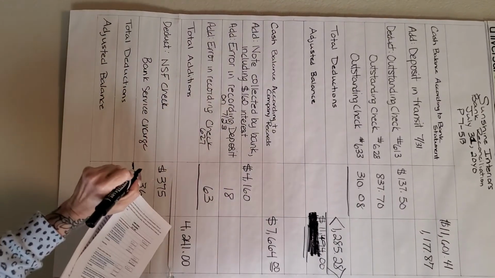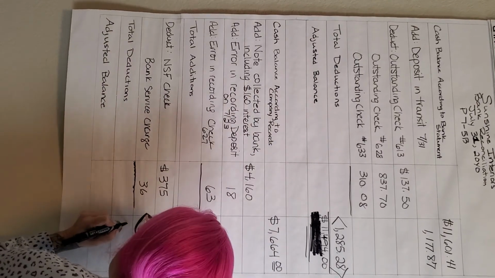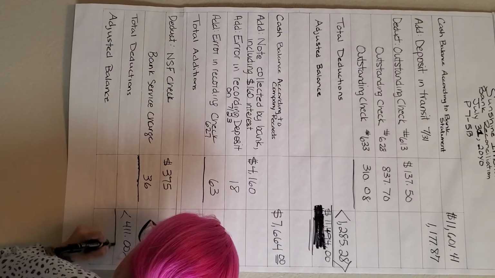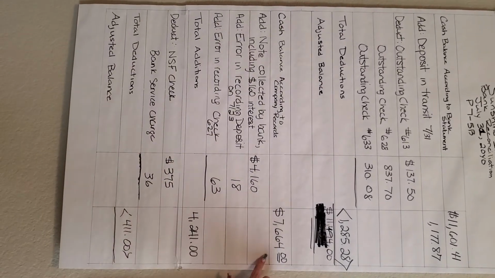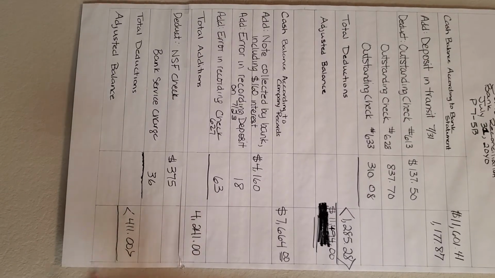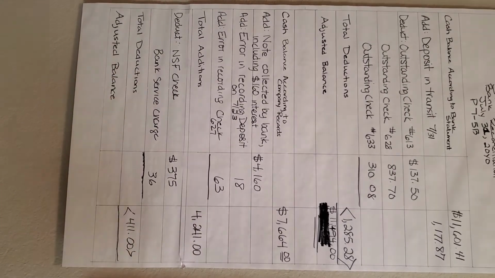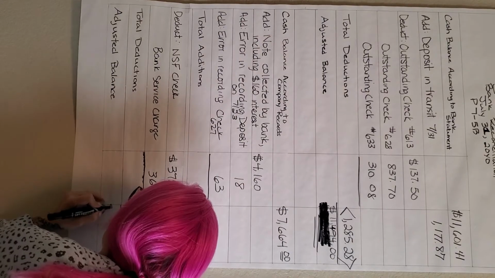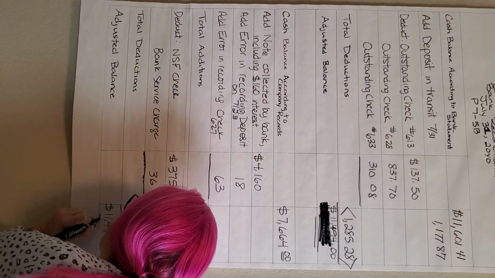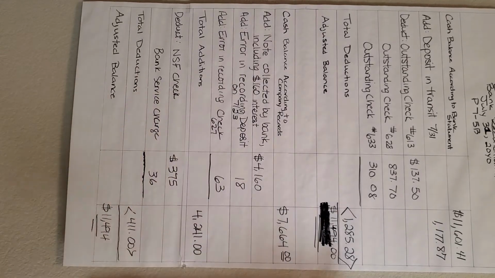So we're going to have total deductions of $411 even. And so when we start with the beginning balance on the company records, add the total additions, subtract the total deductions, we come to $11,494, which matches the amount that we got above.